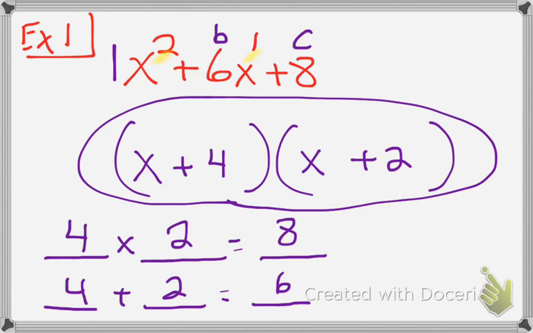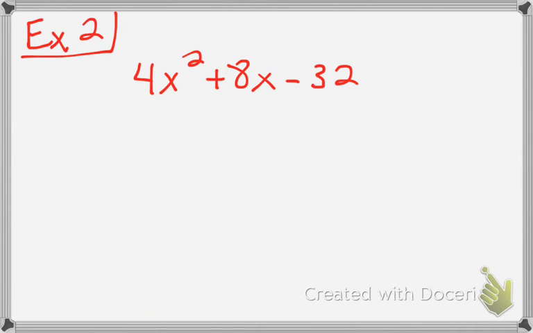All right, so let's move on to the next example. All right, so example 2, we have a trinomial, which is quadratic, because of the x squared there. I already wrote it in descending order. So we got 4x squared plus 8x minus 32. Now, hopefully we notice that a is not 1. Okay? Well, that shouldn't be a big deal.